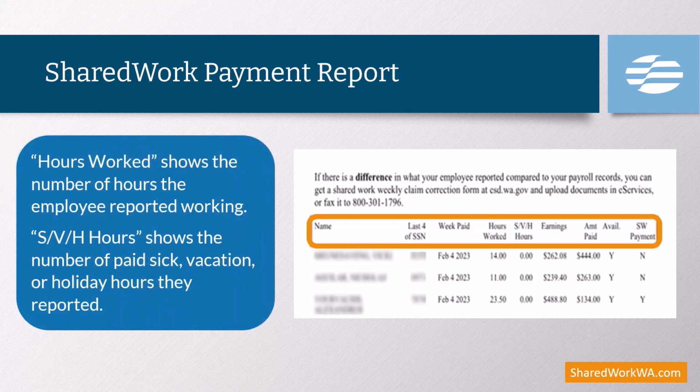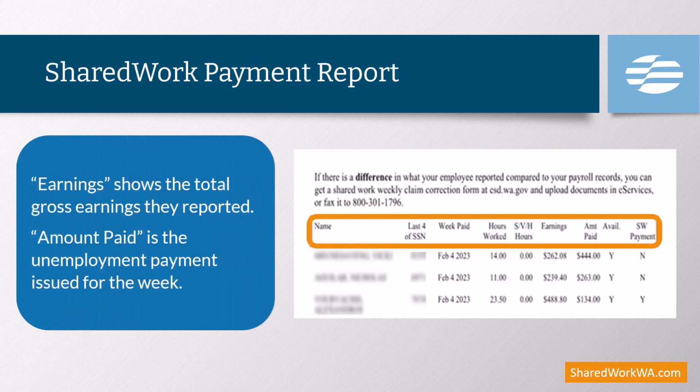Hours worked is the number of hours the employee reported that they worked that week. SVH hours is the number of paid sick, vacation, or holiday hours reported by the employee for the week. Earnings is the gross earnings reported by the employee for the week, which includes both hours worked as well as sick, vacation, and holiday pay. Amount paid is the unemployment payment amount issued for that week.